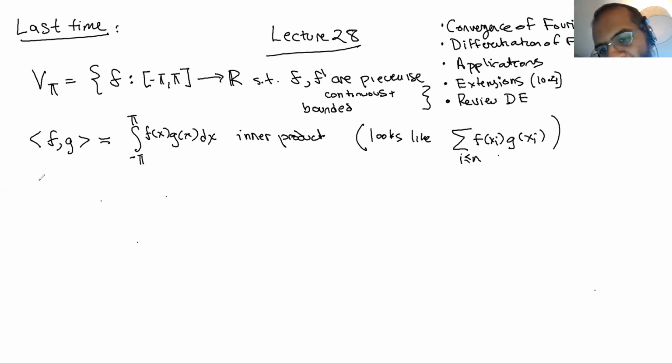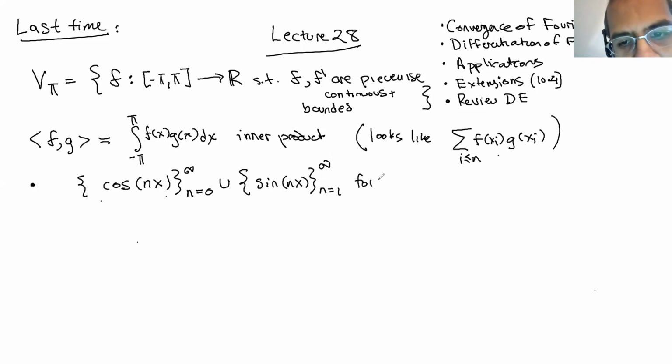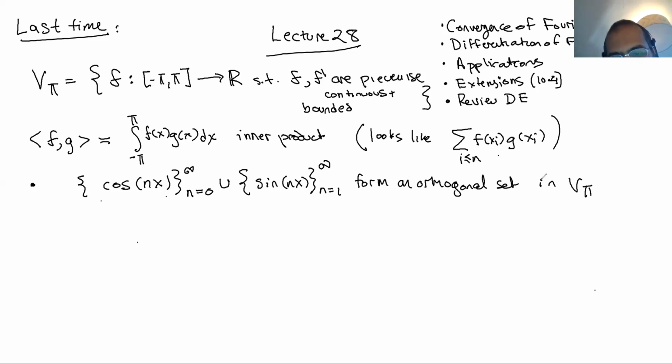And then, using this, we got all these concepts of orthogonality and so on, and we concluded that the following set, if you look at all of the cosine functions, where n is a non-negative integer, union all of the sine functions, where n is a positive integer, these form an orthogonal set in this inner product space V pi. We did that little calculation.